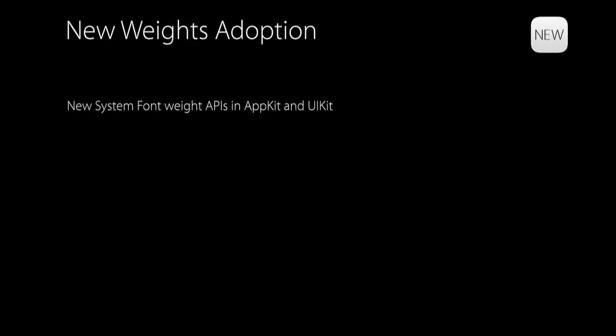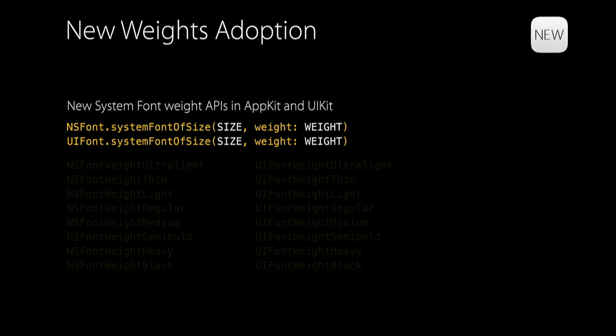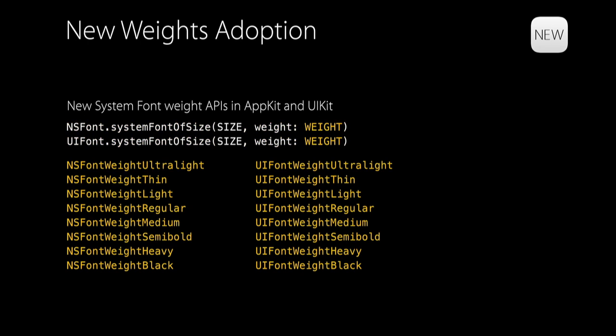So some of these weights are actually brand new in our platforms. And so previously, it was hard to get to them, or the ones that were there previously. And now, we're giving you new APIs to actually get to all the range of weights in the system font. There are both in UIKit and AppKit, and there is a new parameter added to the system font of size API call. And these are the arguments that are taken.